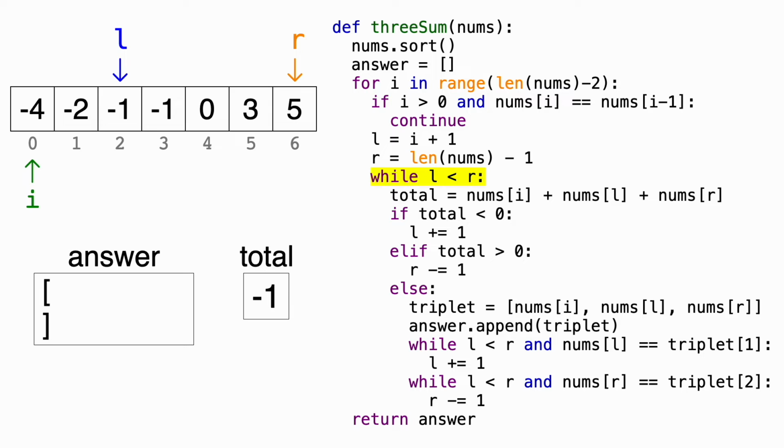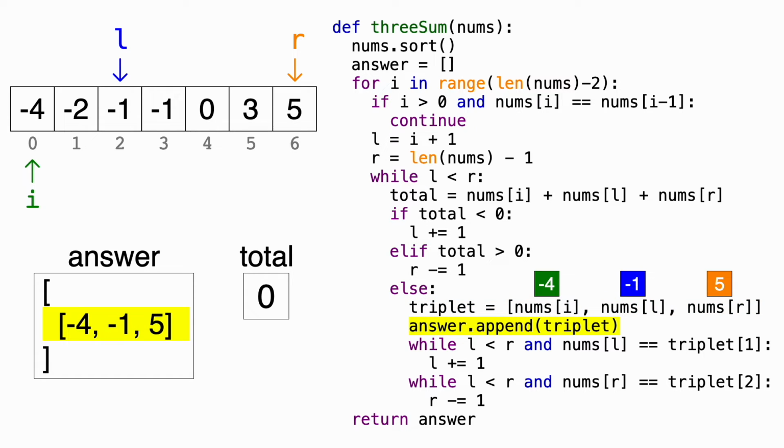Now we loop again and calculate the new total, which is -4 plus -1 plus 5, which is 0. That means that we found the solution, so we'll go into this else block and create an array called triplet that has our solution, which is -4, -1, and 5. We're then going to append that triplet to our answer array, and we've now successfully found our first solution.